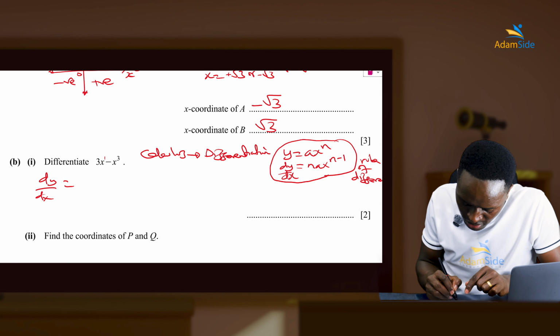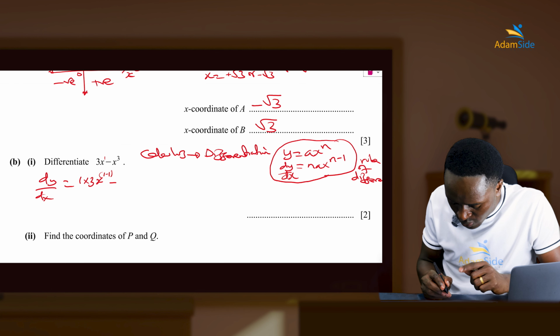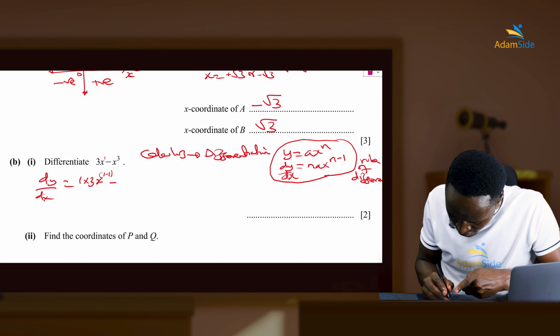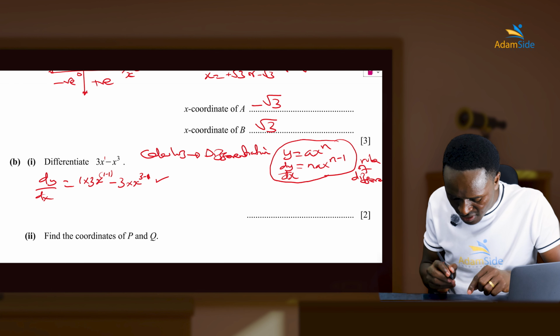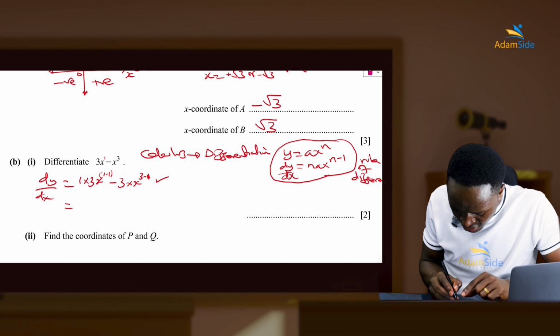So we have 1 times 3. Then x is 1 minus 1. I want to show you how they got it. Minus 3 times x, and then 3 minus 1. We're going to apply this. You get that concept. Therefore, this one will be the same as 1 times 3 is 3.